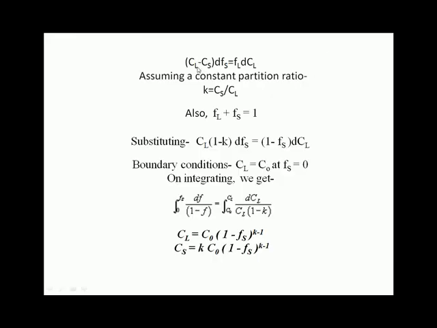Now solving this equation for a case where partition ratio K is a constant equal to CS by CL, and also using FL plus FS equal to 1, we get this integral equation. And finally, CL is equal to C0 (1 minus FS) to the power K minus 1. CS is equal to K C0 (1 minus FS) to the power K minus 1. These two equations are known as the Scheil equations.